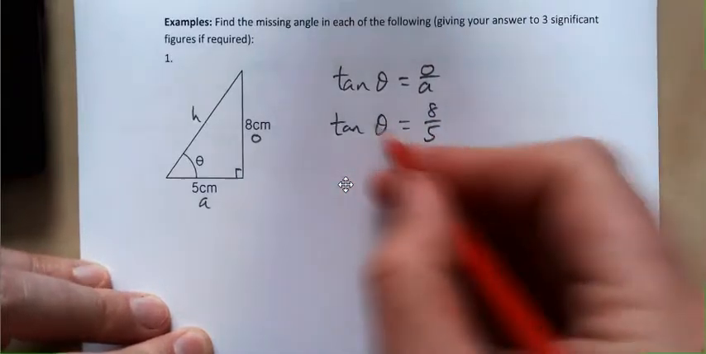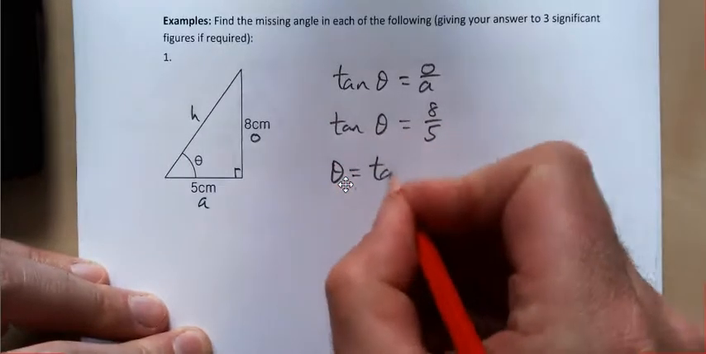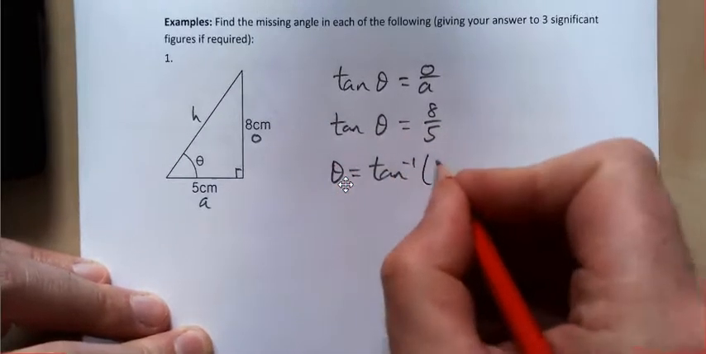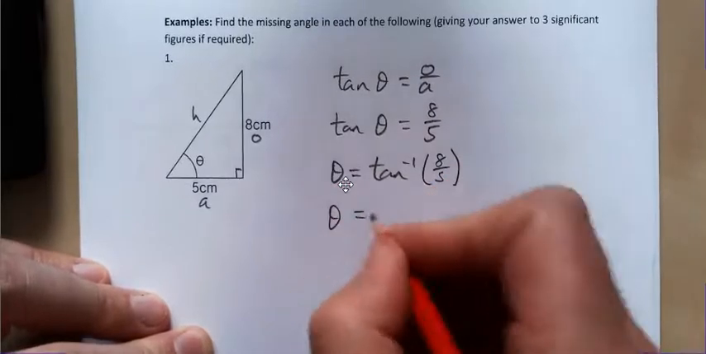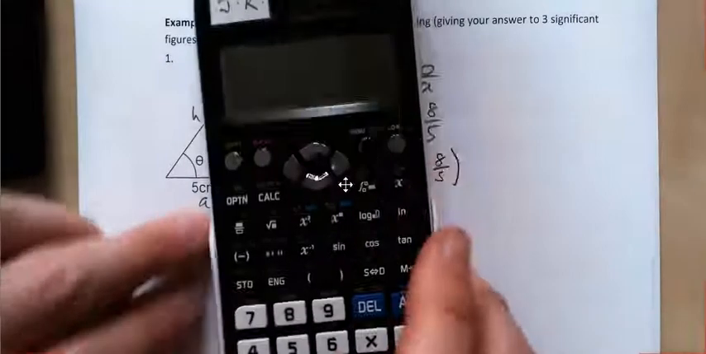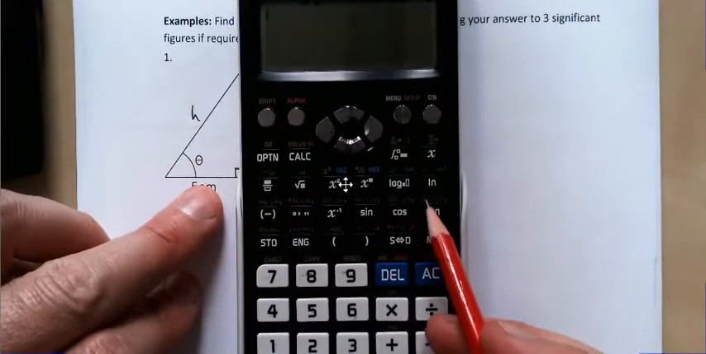And next is that kind of strange move you've seen in class. Theta is tan to the minus 1, 8 over 5. And we then put this into our calculator. So we get the inverse tan. If you look just above my tan button here, it's tan to the minus 1. So we get that.